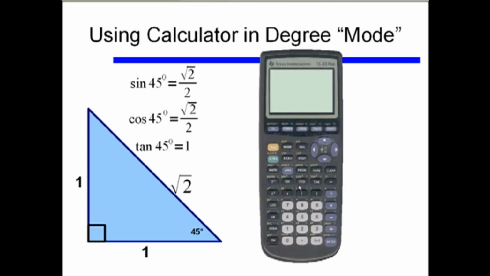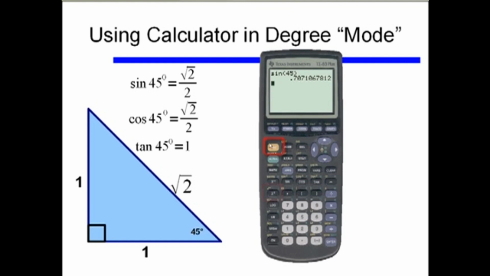Alright, so sine of 45 degrees. To do that, we're just going to click on the sine button. We're going to type in 4, 5. I like to end the parentheses. And we'll hit enter. Well, we don't get anything that looks like square root of 2 over 2. We have something like 0.7071. Well, again, this has to do with the exact answer versus an approximate answer.